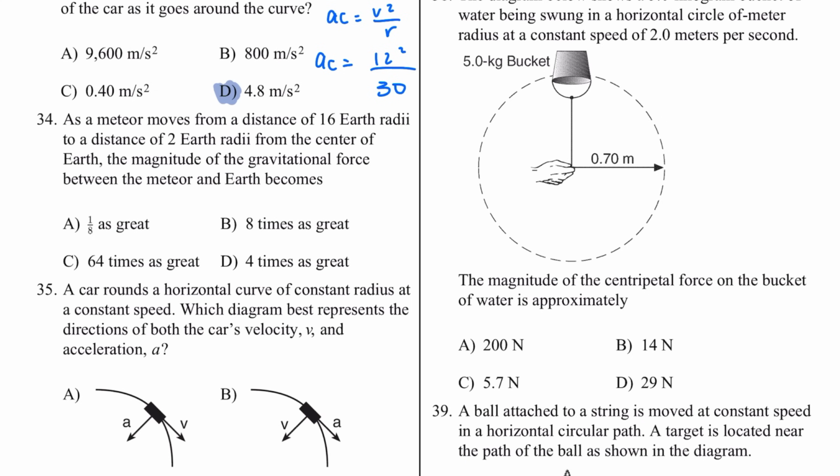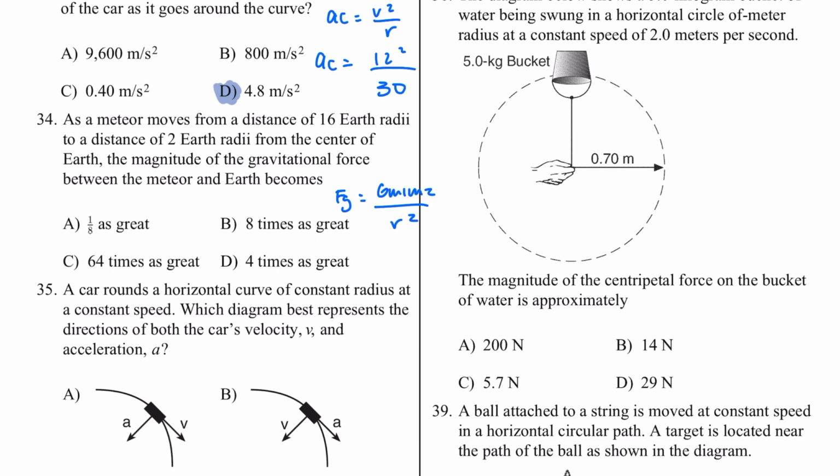34. As a meteor moves from a distance of 16 Earth radii to a distance of 2 Earth radii from the center of Earth, the magnitude of the gravitational force between the meteor and Earth becomes what? So let's write out the formula for gravitational force. So Fg equals big G times mass 1 times mass 2 over r squared.